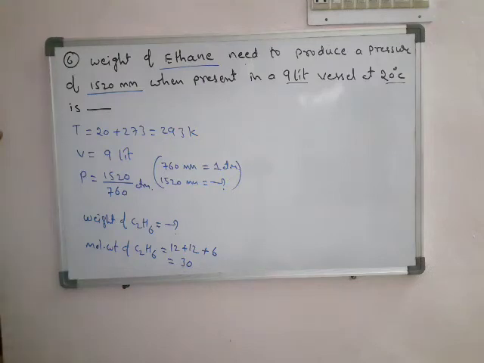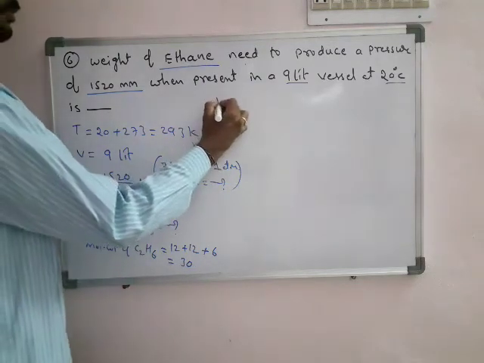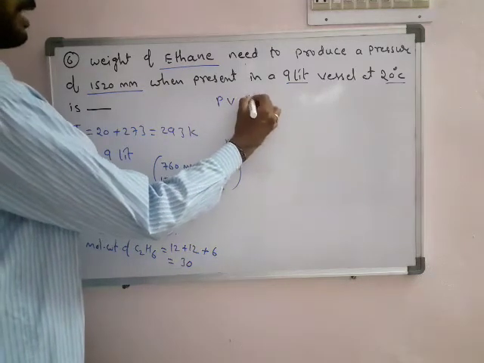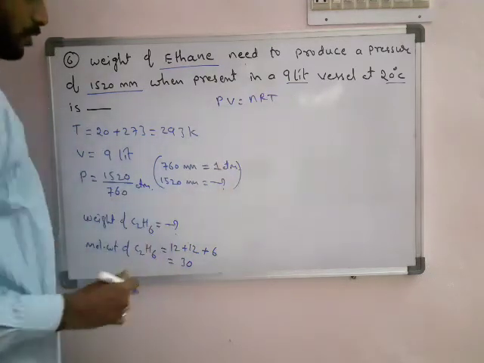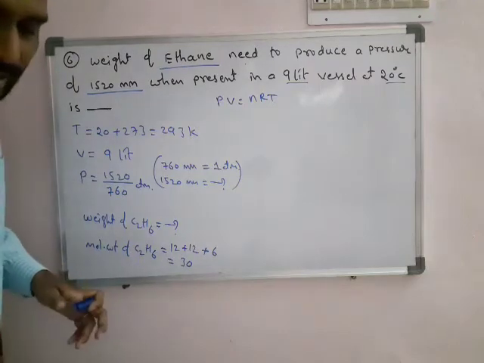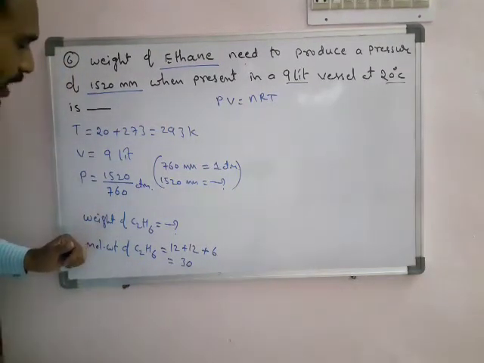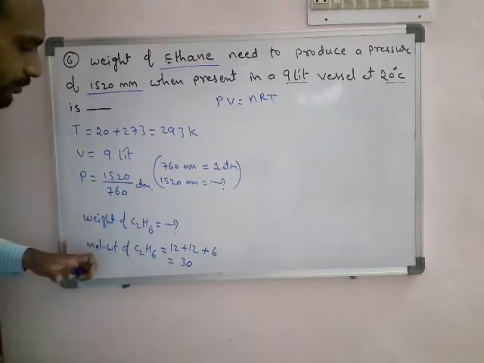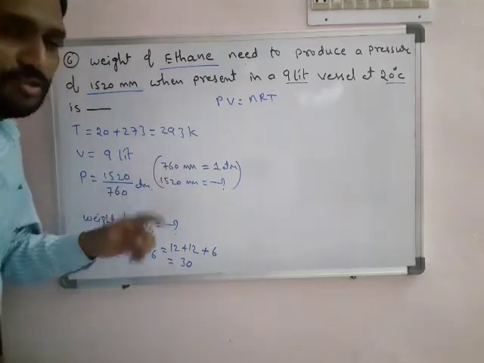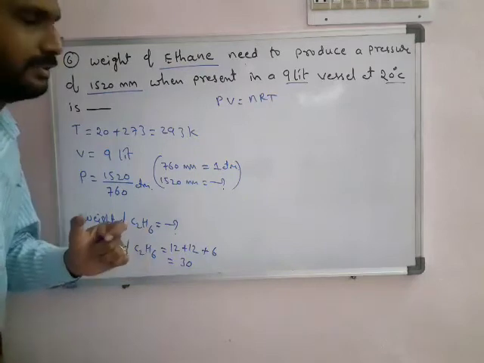What do we need to find out? Sorry, which one? We need to find out the weight. So the formula is PV is equal to nRT. So taking the formula is the very important thing here. Which values are given and what is the relation between them? Which formula am I going to apply? That is very important. Remaining is easy.